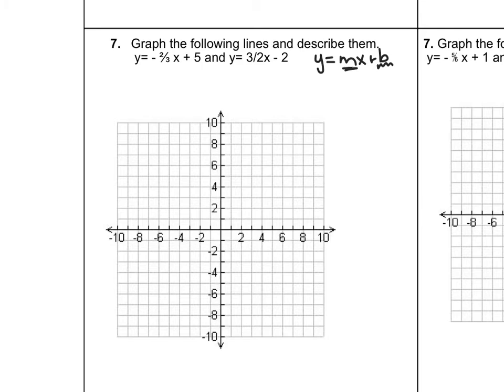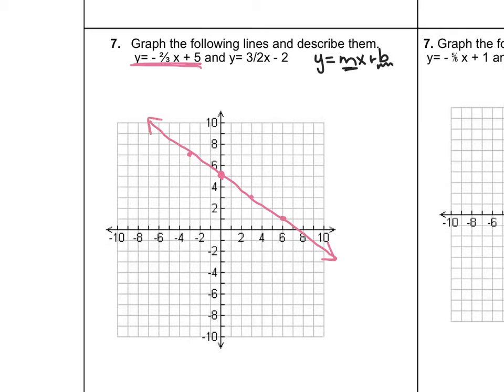So I'm going to do my two lines in different colors. So I have my pink line, which I'm going to graph first. We have positive 5 as our y-intercept, and then our slope is a negative 2/3, so down 1, 2 over 3, down 1, 2 over 3, all right? And then I'll do one more for good measure. Okay, so our pink line looks something like this.